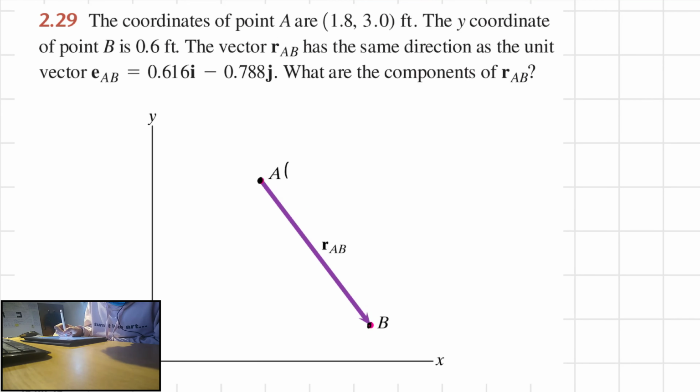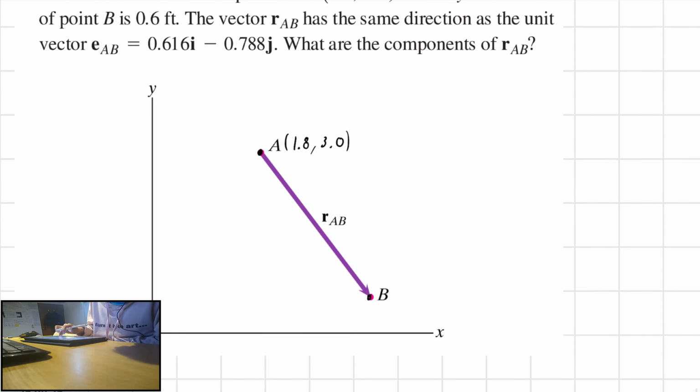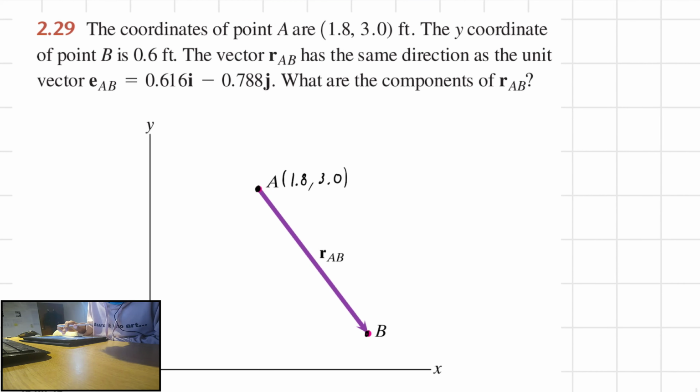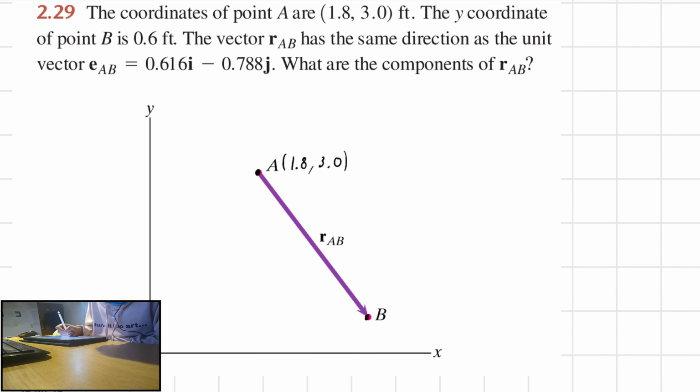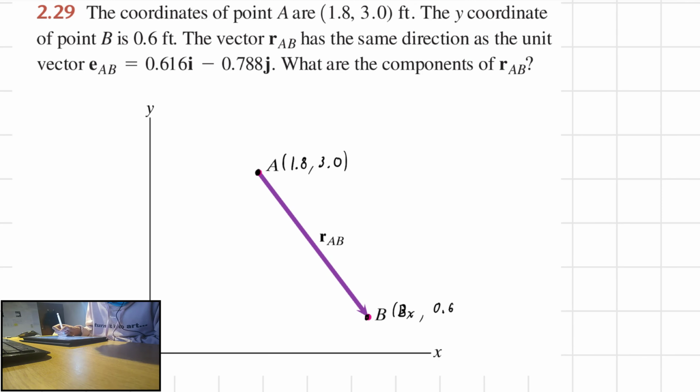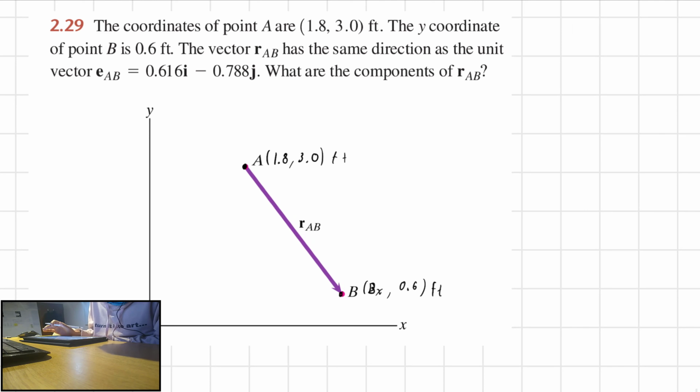So for the point A, I have 1.8, 3.0. For the point B, I just have one coordinate, which is the y coordinate. That means that I do not know Bx, and the y coordinate is 0.6. Both of them are in feet, so no worries about the unit system.